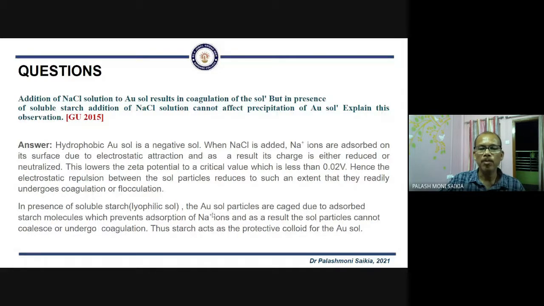So neither can they come closer because of electrostatic forces, nor can they come closer because of van der Waals forces. So they cannot coagulate. That is, starch plays the role of a protective colloid for the gold sol.